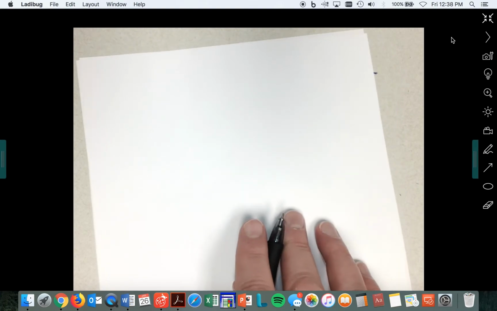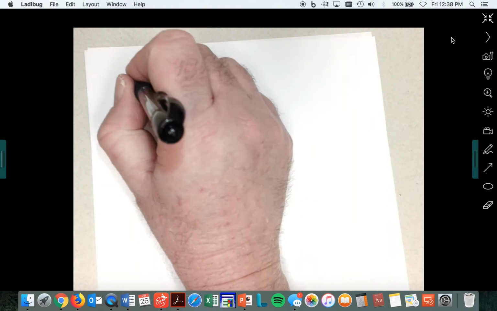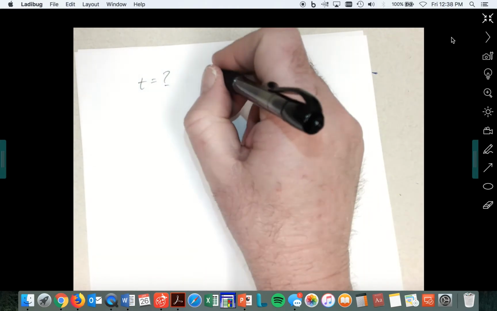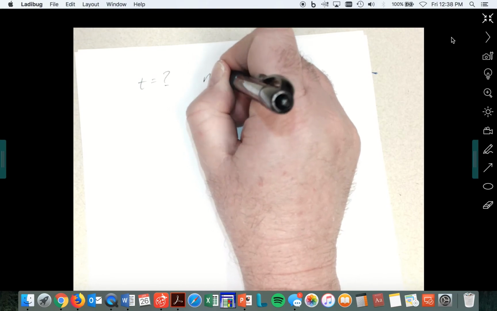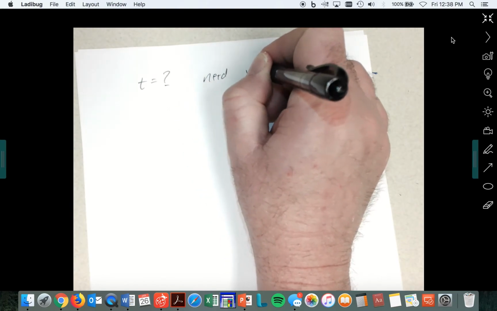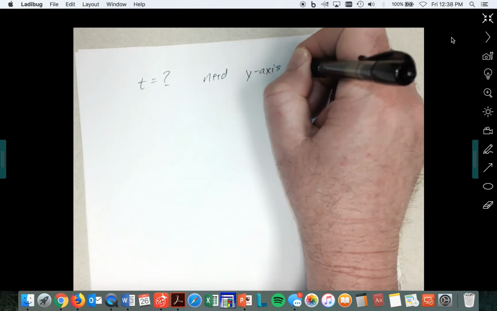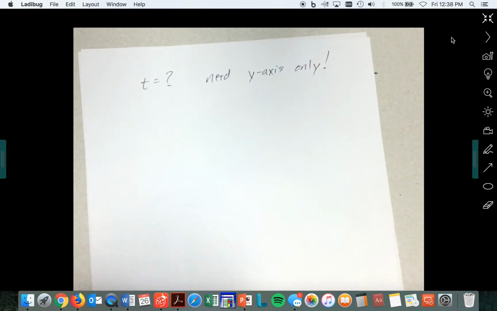But anyway, first we're gonna figure out this problem. All right, we're gonna figure out how long it is in the air. Time. Find time in projectile motion. Need to work in the y-axis only, because that's where the acceleration hangs out.